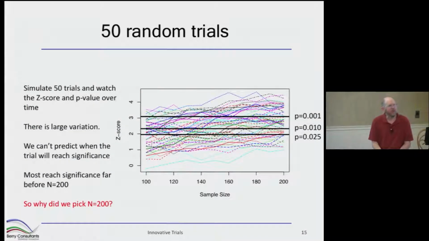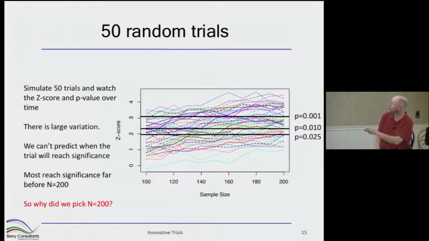All right, so what happens in lots of these trials? I just gave you 3 and showed you what happened at 100 to the p-value, at 150 to the p-value, and at 200 to the p-value. So I generated 50 trials, and I have plotted each of these lines. This is the p-value over time at 100, 120, 140, 160, 180, and 200. All of these are simulated 30% control, 50% in treatment.